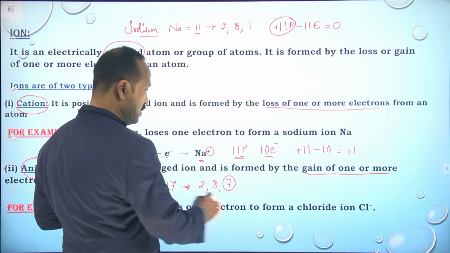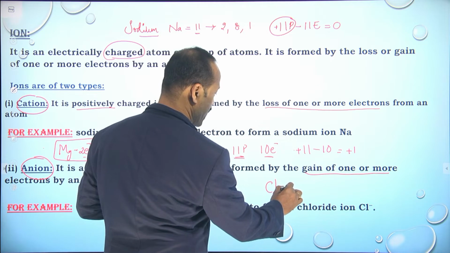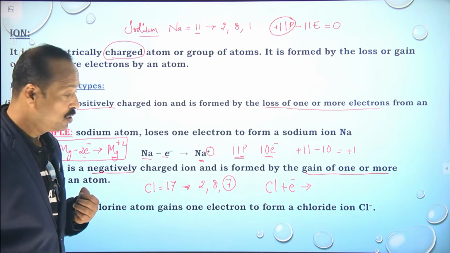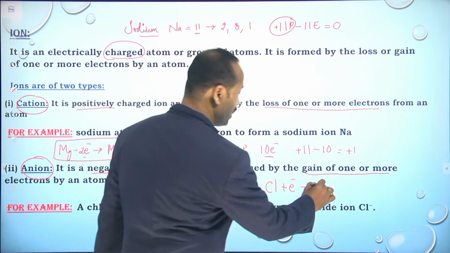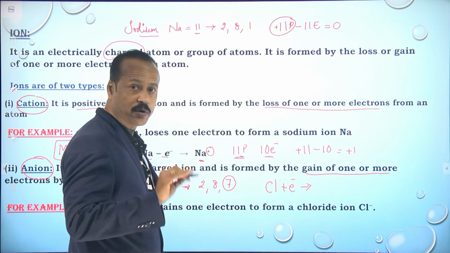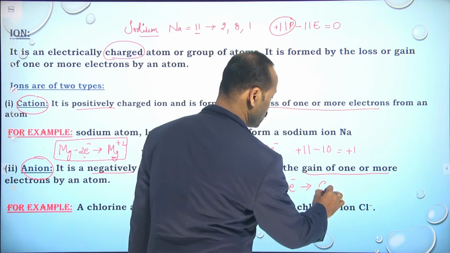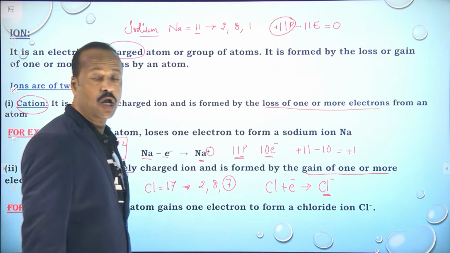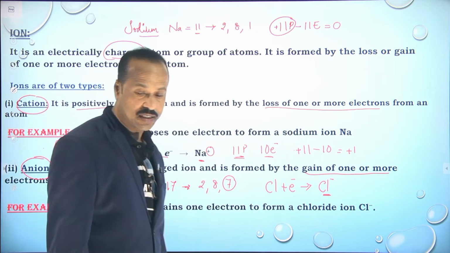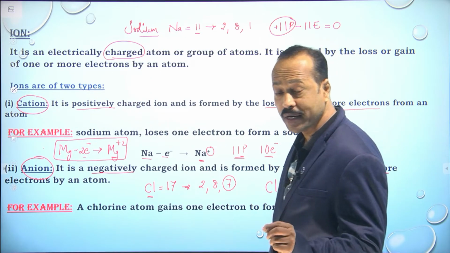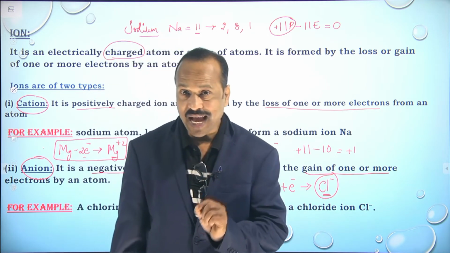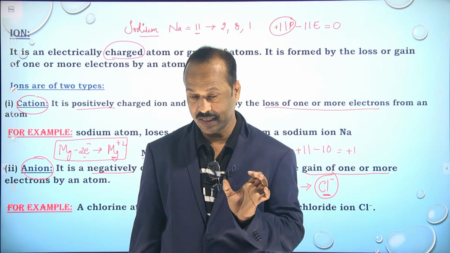So now this chlorine gains 1 electron. An electron is what? A negatively charged particle. So now it acquires the negative charge. So this becomes Cl minus. This is called a chloride ion. This is not called a chlorine ion. You should not call it a chlorine ion, but you should call it a chloride ion. Is this clear to you?